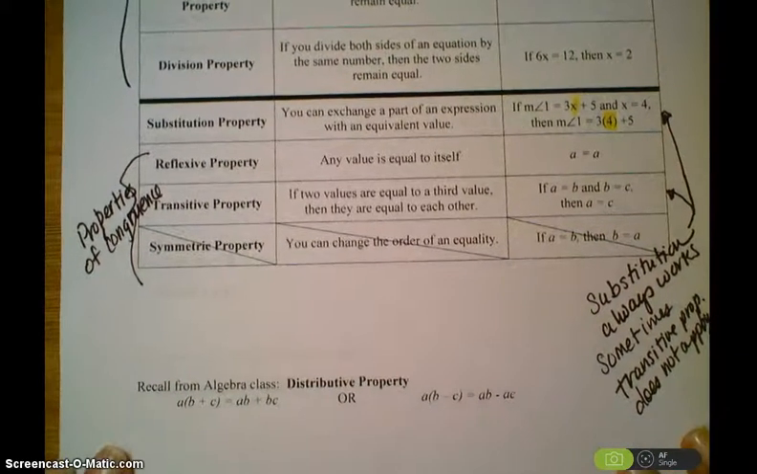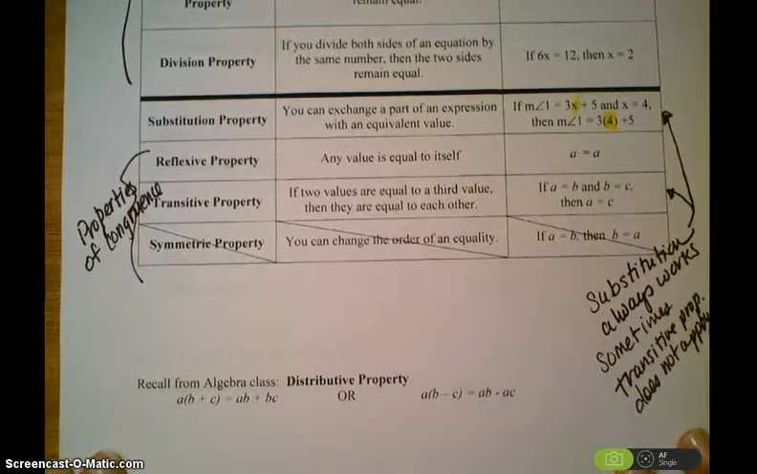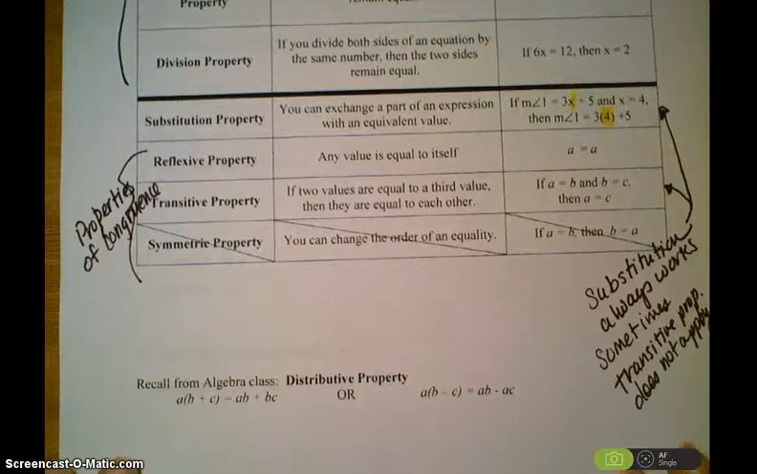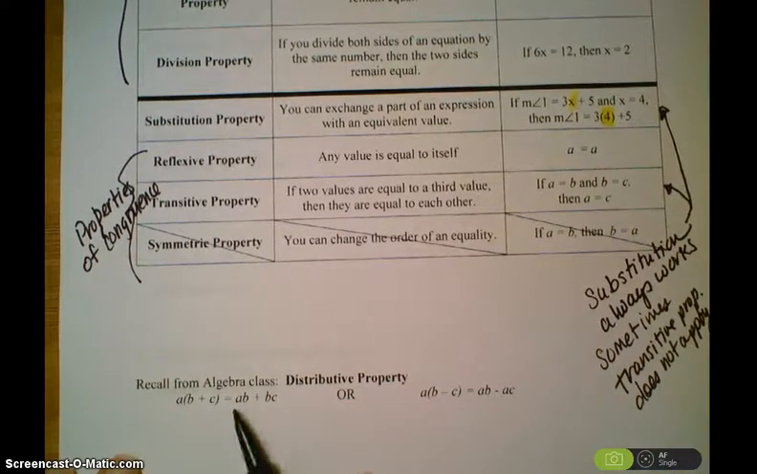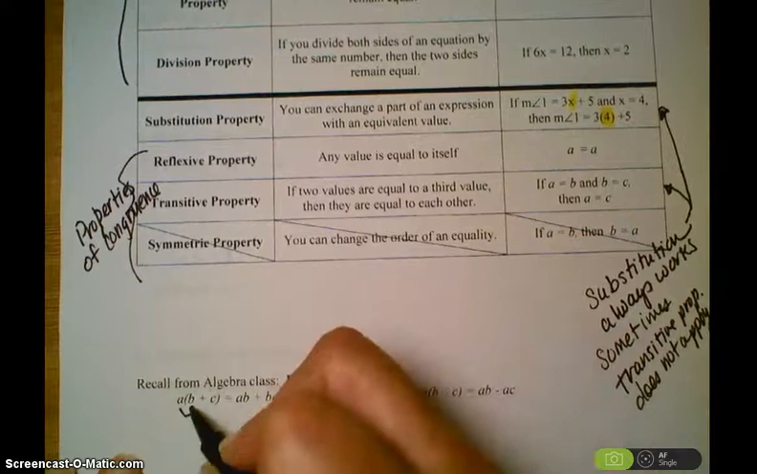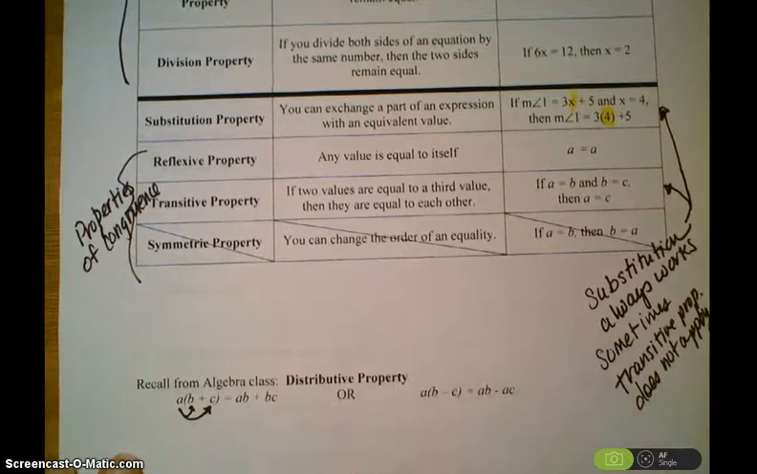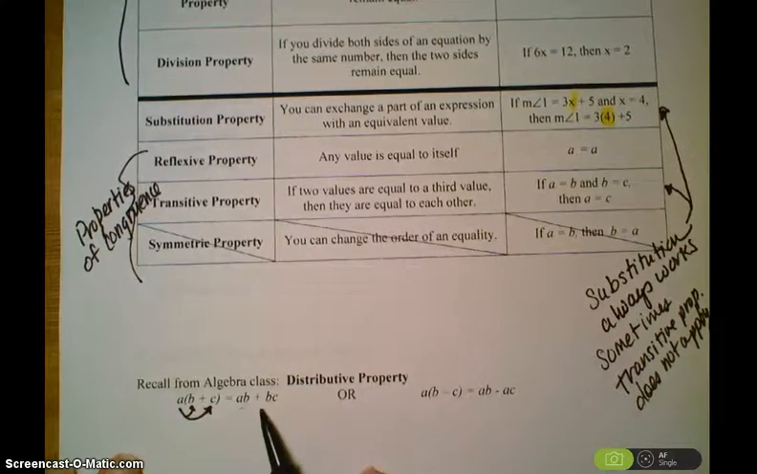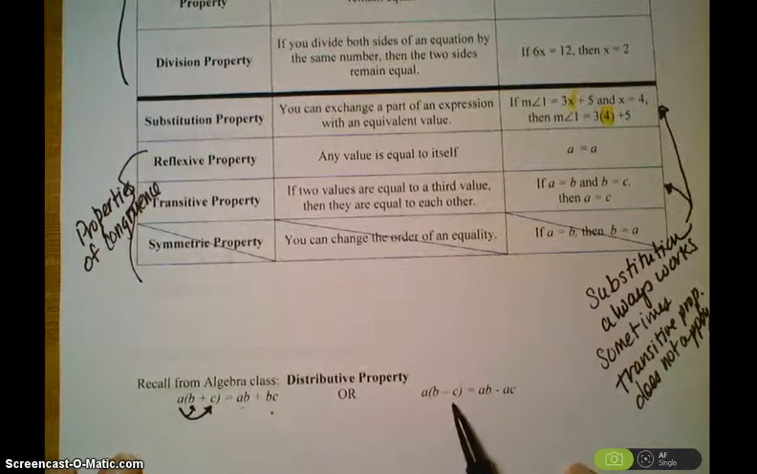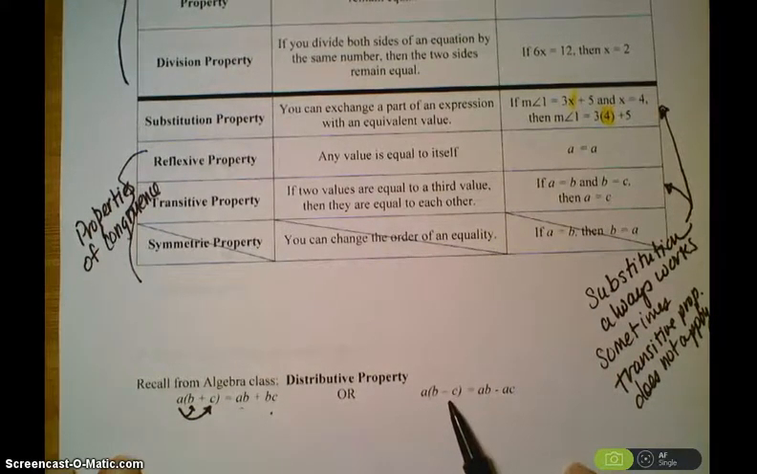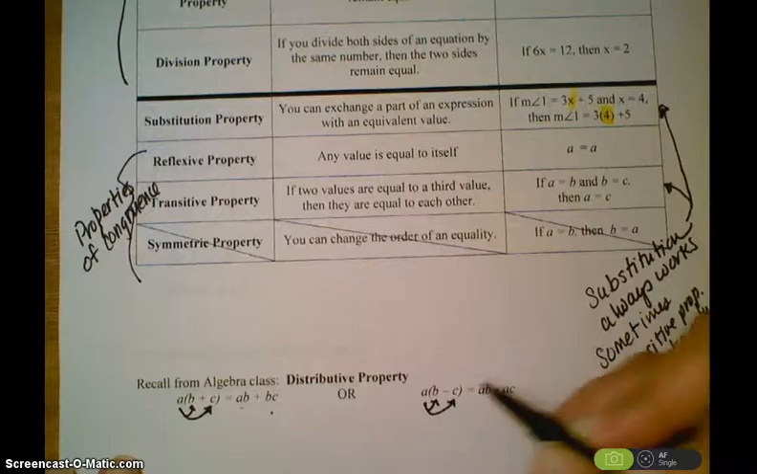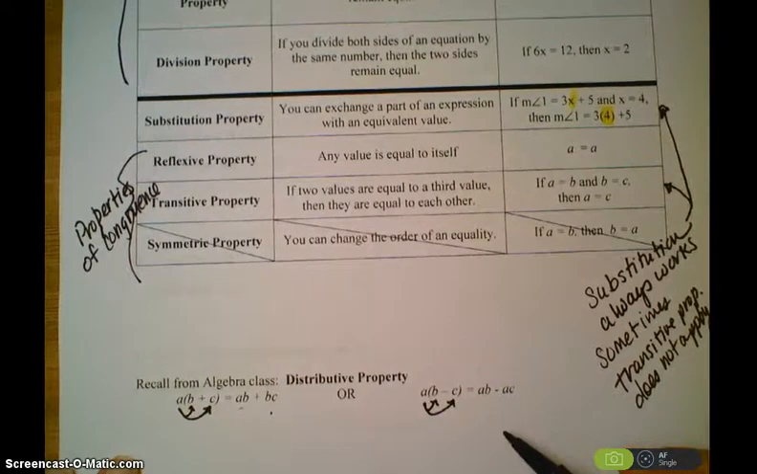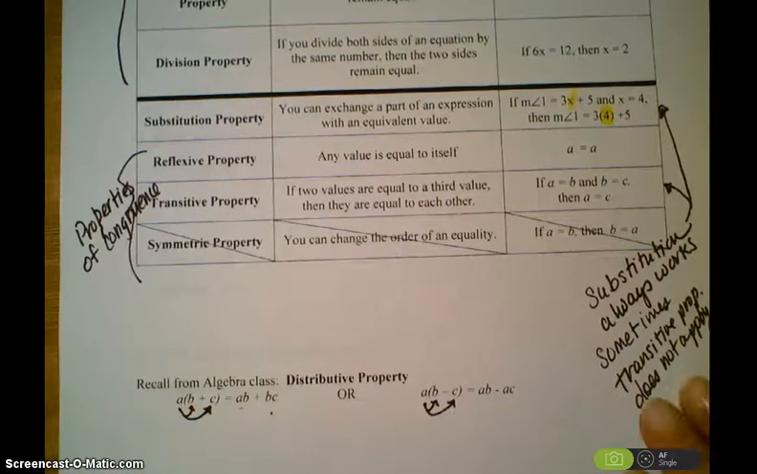And then at the bottom of the page we have the distributive property, which you probably remember from algebra class: if you have A times B plus C, you can distribute the A through the group and end up with A times B plus A times C. And the same can be said if you have subtraction. You can distribute again and end up with AB take away AC. Okay, we're going to move on to page 2 and lots of examples.